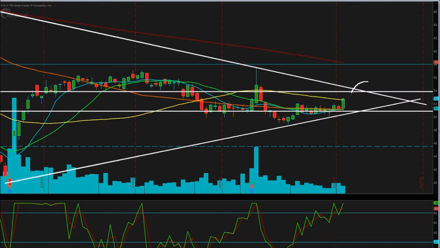And you can see as the candles end up getting closer to the end of that wedge, we're going to see more volatility. And with the way the chart's looking now, I would expect that volatility to go to the upside. Of course, nothing's a guarantee in the market, but that's what I'd be expecting. So I can see this thing hitting $54.